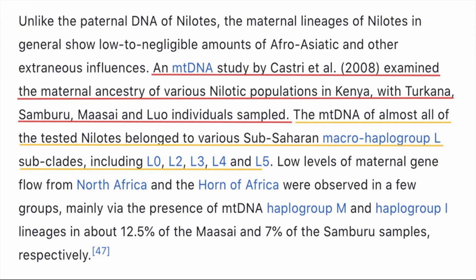So dealing with the mitochondrial DNA, though, this is where things get interesting. An mtDNA study by Castrì in 2008 examined the mitochondrial ancestry of various Nilotic populations in Kenya, Turkana, Samburu, Maasai, and Luo individuals sampled. The mtDNA of almost all of the tested Nilots belong to various sub-Saharan macro-haplogroup L subclades, including L0, L2, L3, L4, and L5.